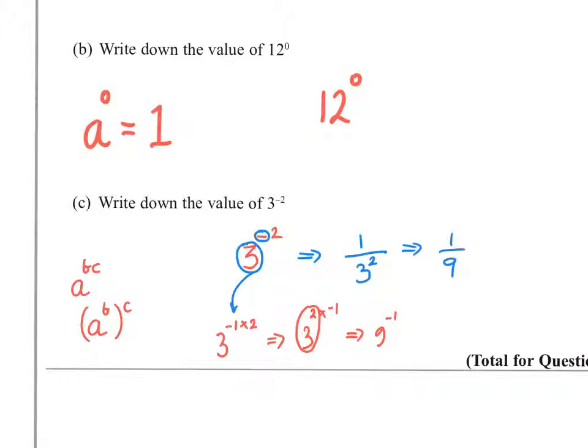Don't get mixed up with this one where you've got a to the power b times a to the power c. That is not equal to a to the bc. Remember part A, you add them. It'll be a to the power b plus c. So coming back to this, you'd have 9 to the power negative 1, which is the reciprocal of 9. So it's 1/9.